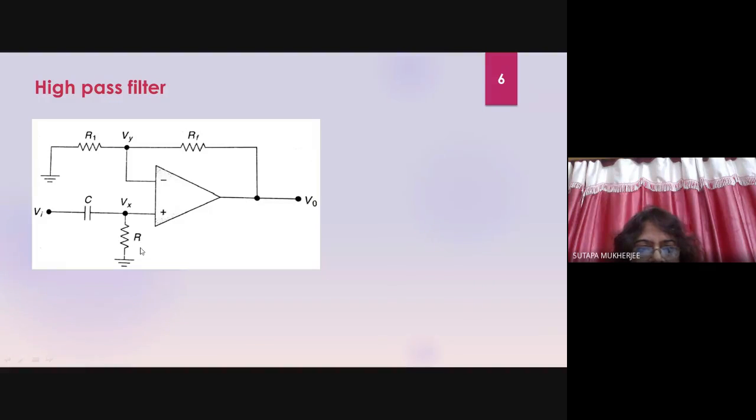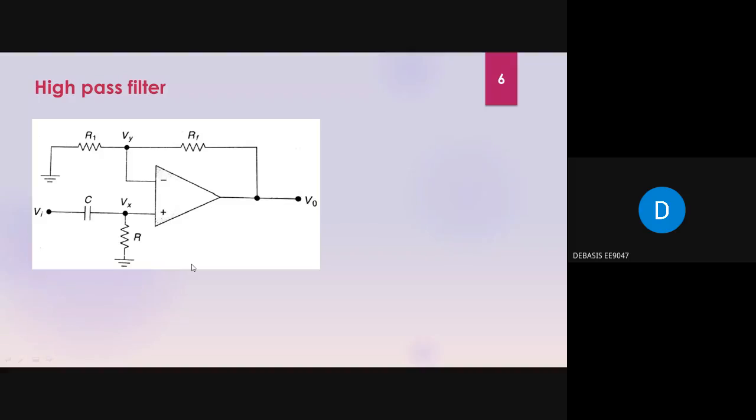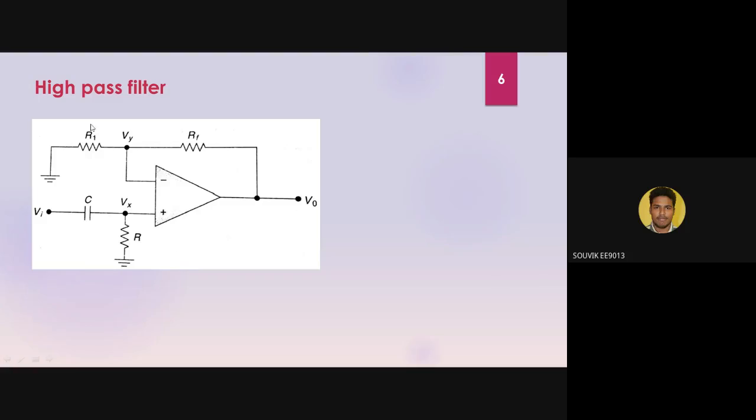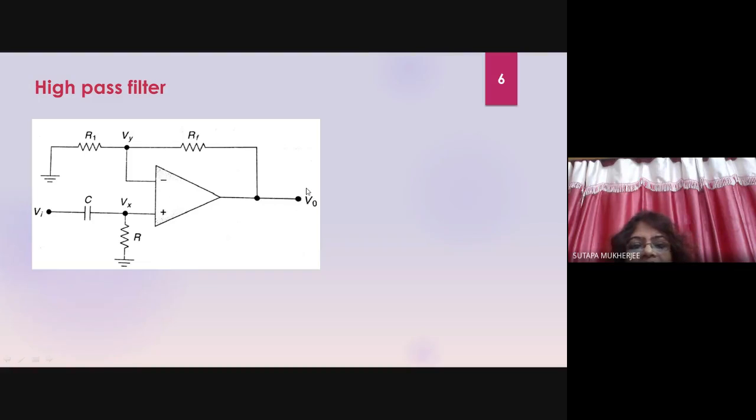This is high pass. What is the change in the high pass and the low pass in the circuit design? The capacitor has gone in place of the resistor and the resistor in place of the capacitor. The capacitance and resistance are interchanged, right? Now you do it yourselves.